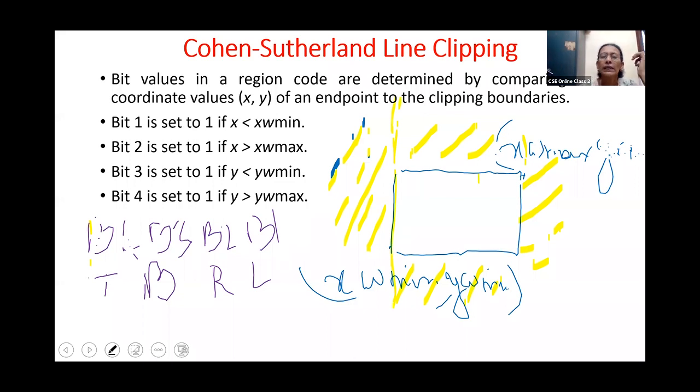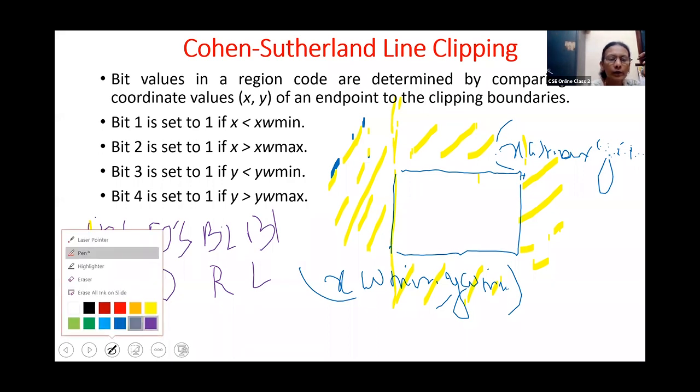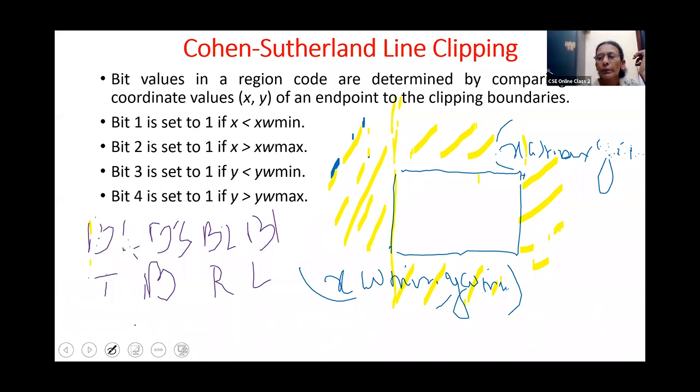So for a given point X comma Y, if the X coordinate is less than XW min, then bit 1 is set to 1. Otherwise, it will be set to 0. It is the same thing, a translation of whatever we have described in words into equations. Now, when is bit 2 set to 1?